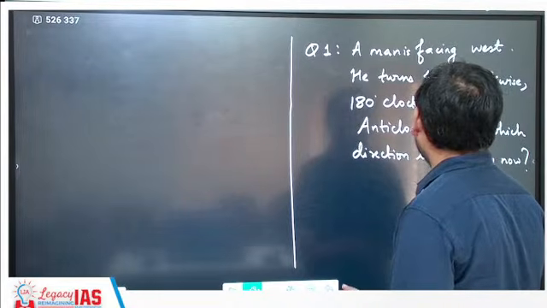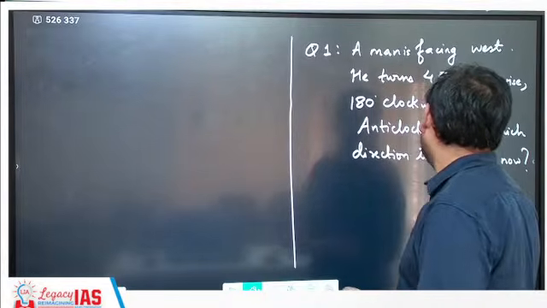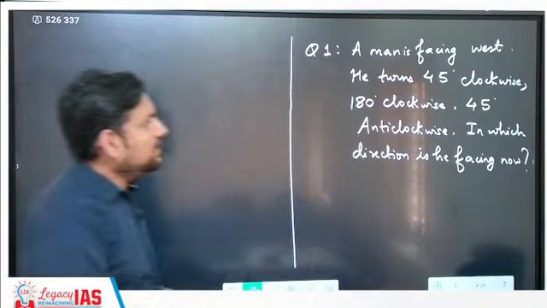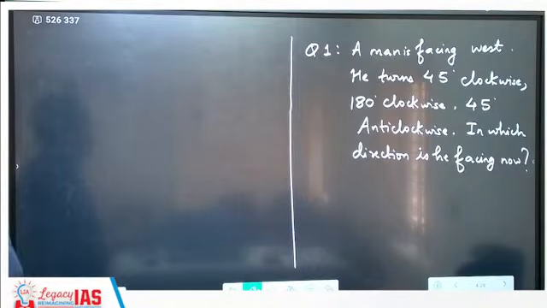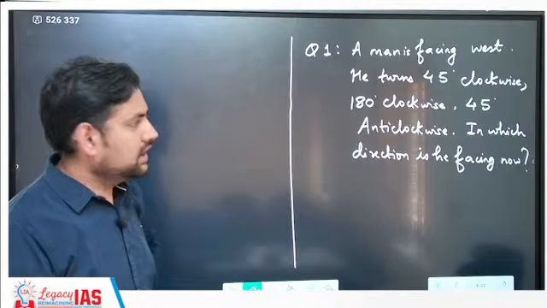Next is, a man is facing west. He turns 45-degree clockwise, 180-degree clockwise, then 45-degree anti-clockwise. In which direction is he facing now? Okay, how do you do this? The man is facing west, he turns 45-degree clockwise.